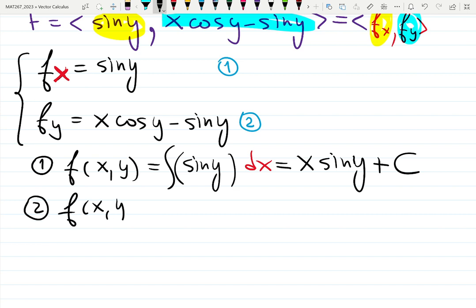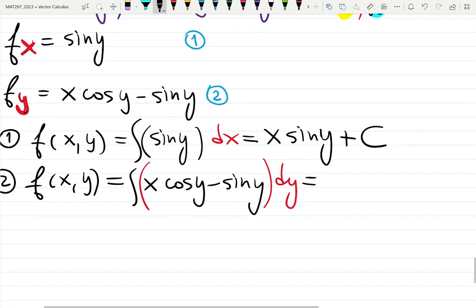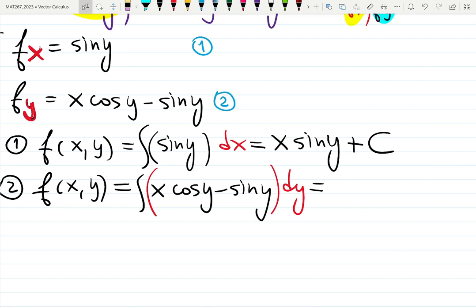Also, this same function of x and y can be found from integrating the second equation. Integral of x cosine y minus sine y with respect to what? dy, because it was the derivative with respect to y. Okay, that looks harder. Let's see. X cosine y integrating with respect to y gives you what? X sine y, plus or minus? Plus, because the derivative of sine is plus. Good job. Minus sine y with respect to y.